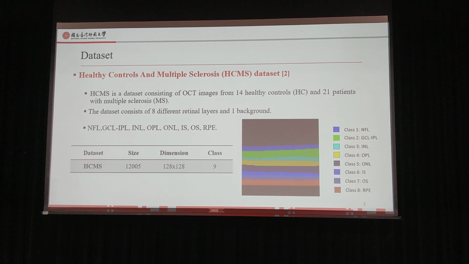And the number of images used is 12,005. The dimension we use is 128 by 128, and the number of classes is 9. For the retina layers, we can observe the retinal nerve fiber layer, GCL, IPL, INL, and RPE, which is important.